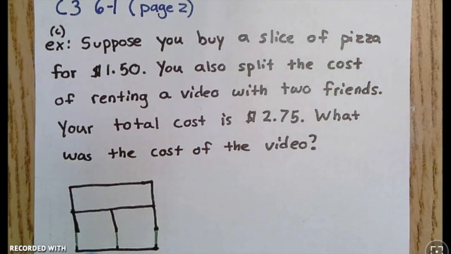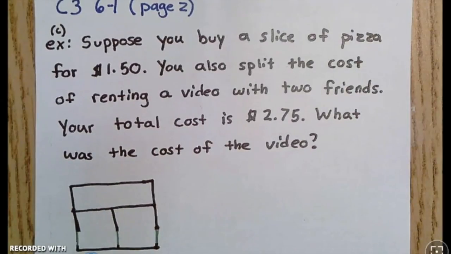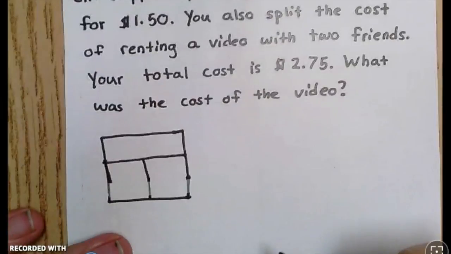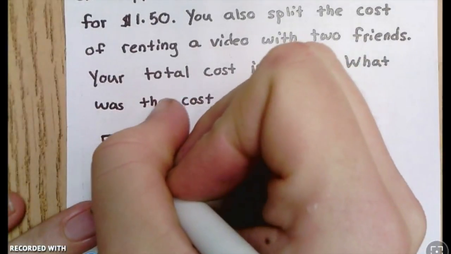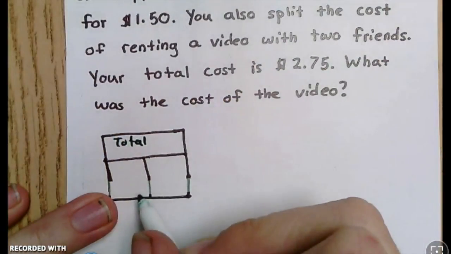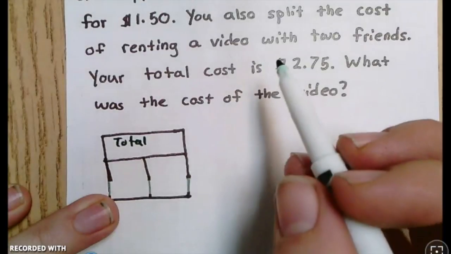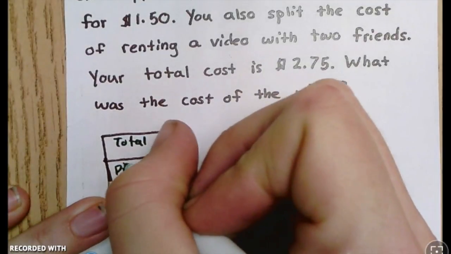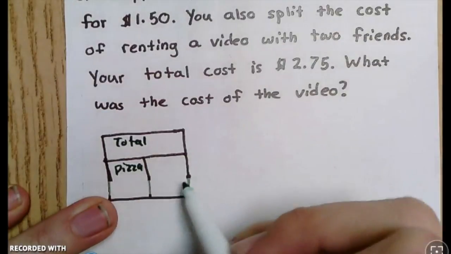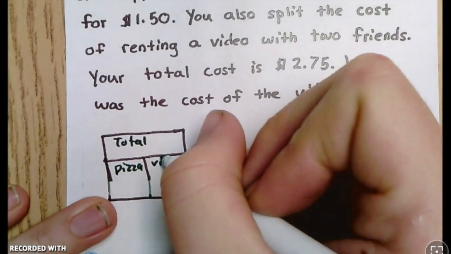Suppose you buy a slice of pizza for $1.50. You also split the cost of renting a video with 2 friends. Your total cost is $2.75. What was the cost of the video? So first let's fill in our diagram. Up here we have our total. Here we have our one-time cost of the pizza. And then here we have our video that is going to be split.